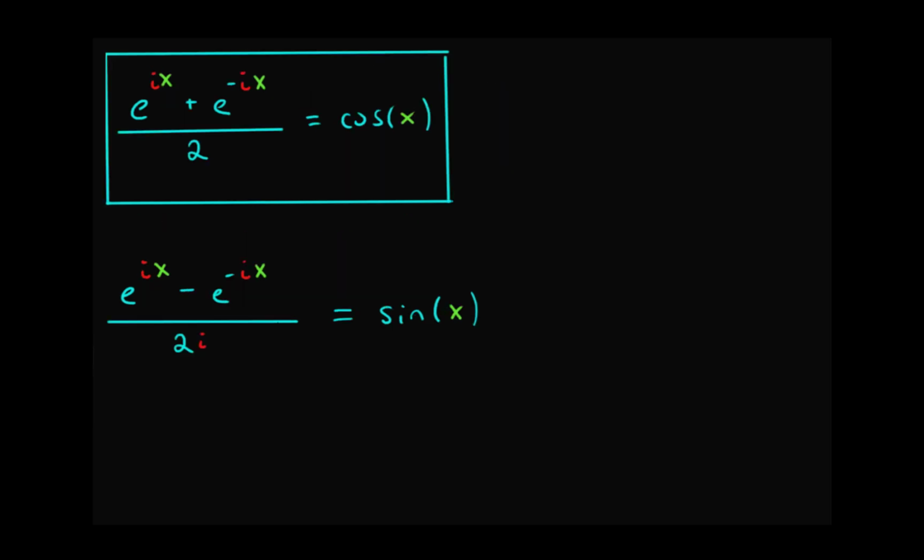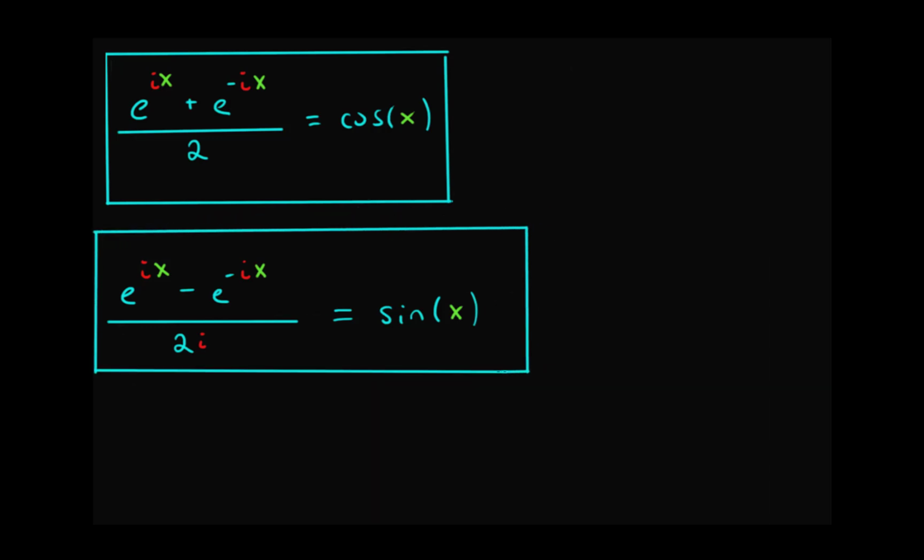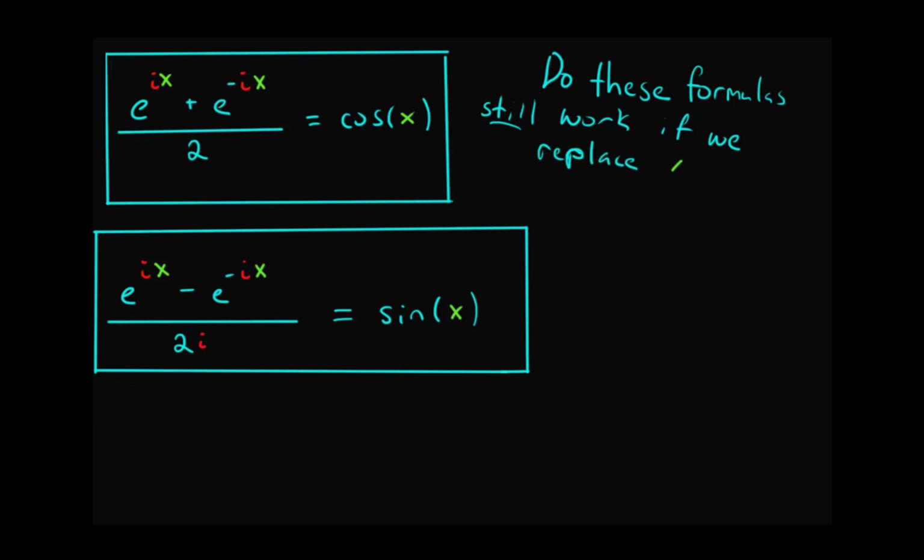So let's put a box around this one also, so we have our formulas for cosine of x and sine x in terms of Euler's identity. So now we want to ask whether these same identities would be valid if we replaced our real variable x with a complex variable z. So we're going to essentially define sine and cosine now for complex numbers based on these same identities that we've derived.